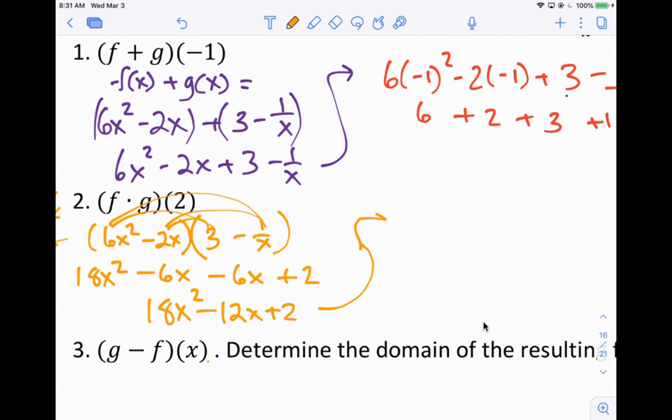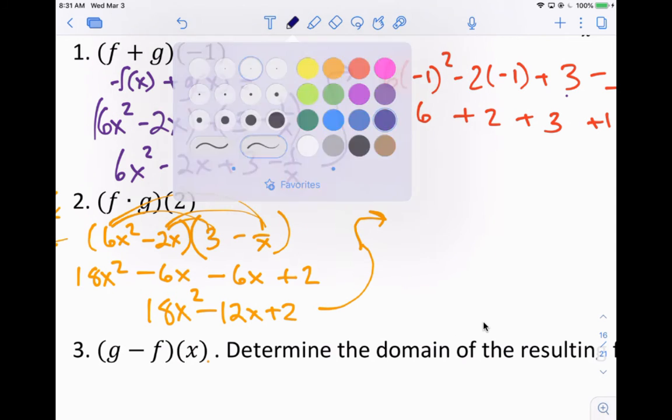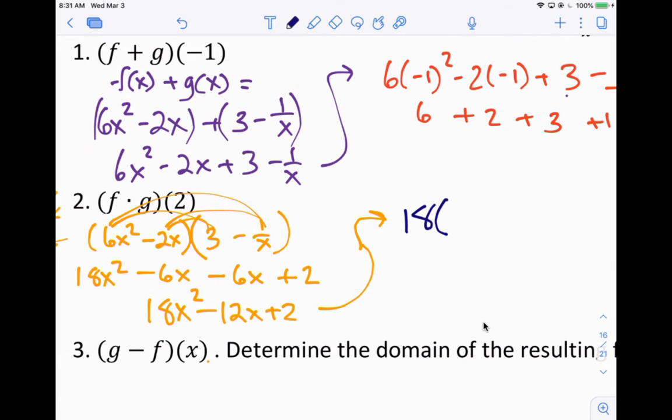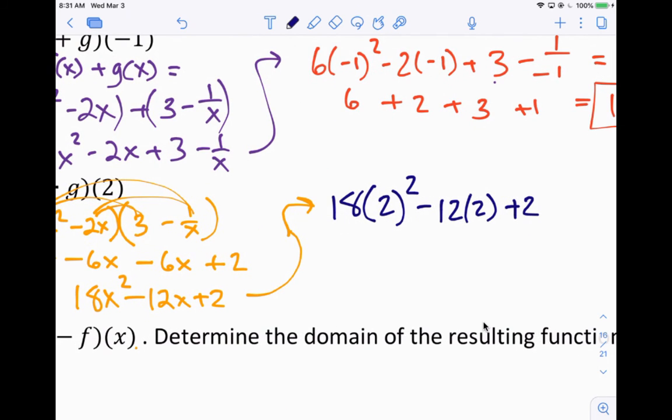All right, we're going to take that now and we're going to plug in a 2. 18 times 2 squared minus 12 times 2 plus 2. 2 squared is 4. 18 times 4, I could do this. 72 minus 24 plus 2 is 50. Much bigger number this time.